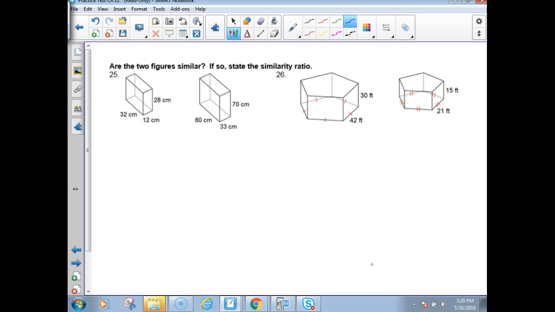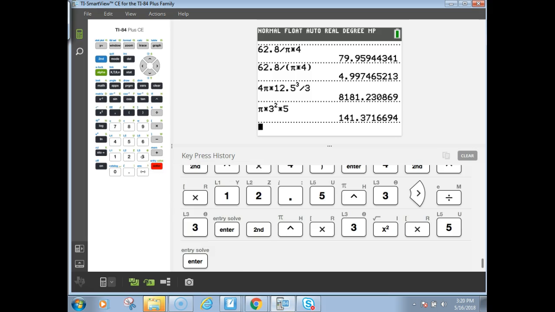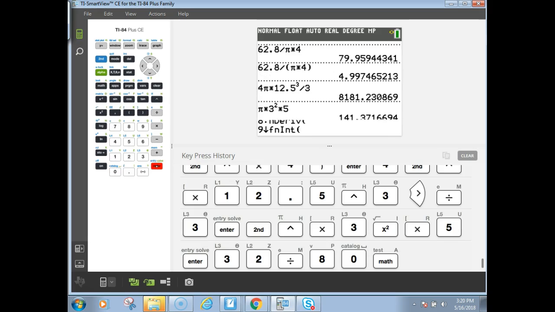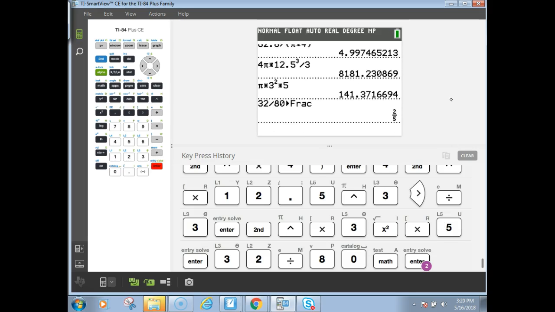Are the two figures similar? If so, state the similarity ratio. Last page of our practice test. Okay, you take and compare 32 to 80. Grab your calculator and reduce that fraction. Remember, you just hit 32 divided by 80. You go to math, enter. Gives you 2/5.